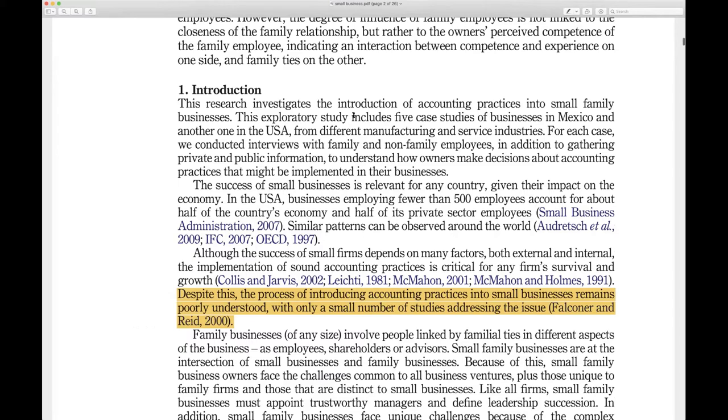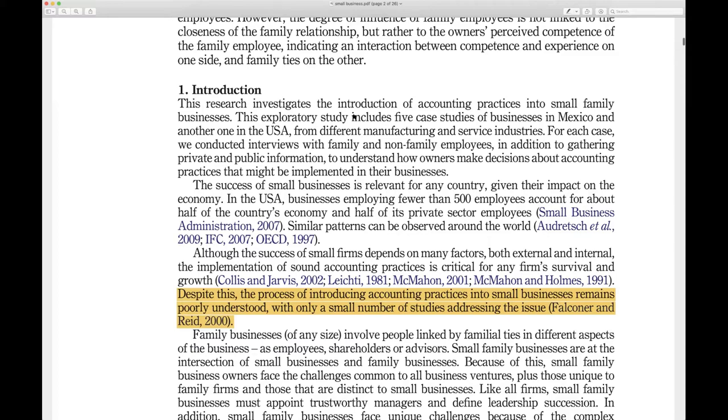So let's continue. This research investigates the introduction of accounting practices into small family businesses. This exploratory study includes 5 case studies of businesses in Mexico, another one in USA. For each of the cases, we conducted interviews with the family. So just telling you what the work did. Now let's go to the first paragraph.